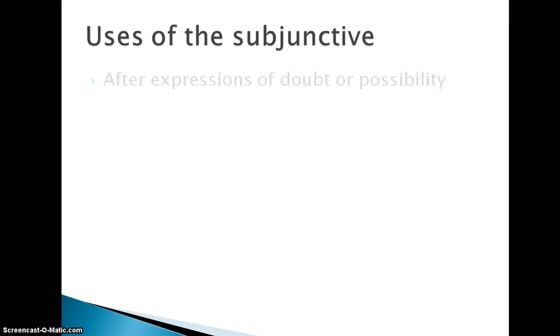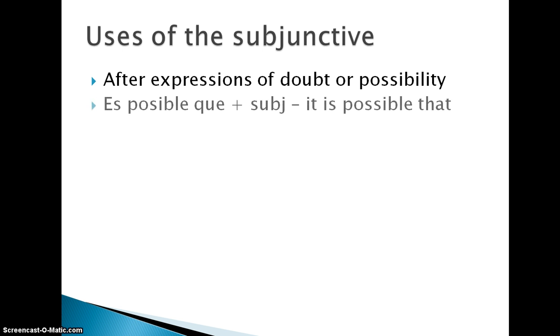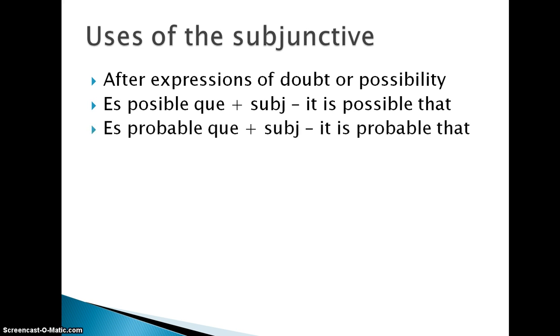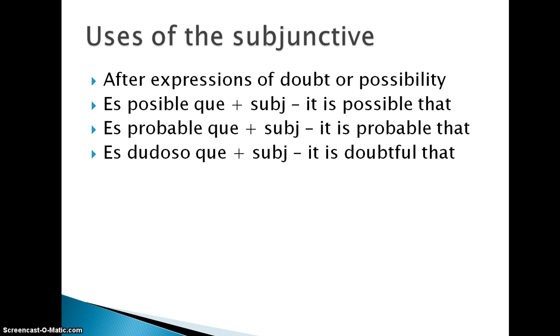So what else? We could have it after expressions of doubt or possibility. So es posible que has to take the subjunctive afterwards. Es probable que. Es dudoso que. Dudar que. Now be careful with this one because this is actually a verb.